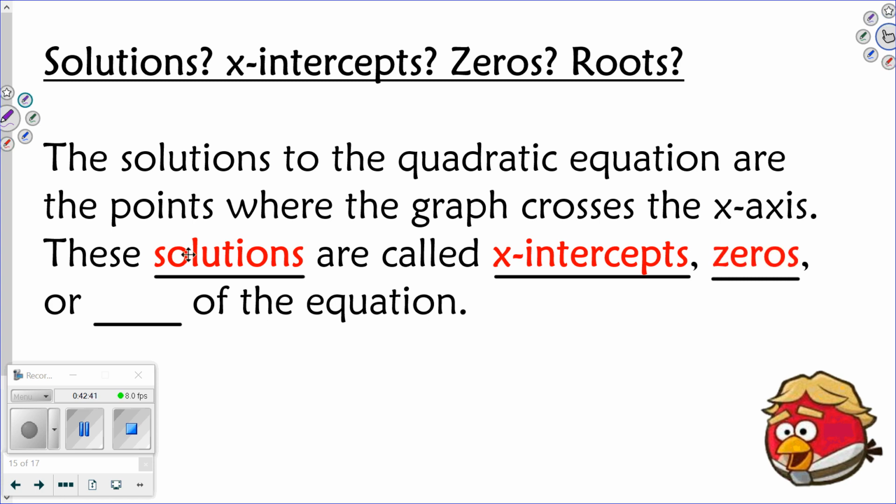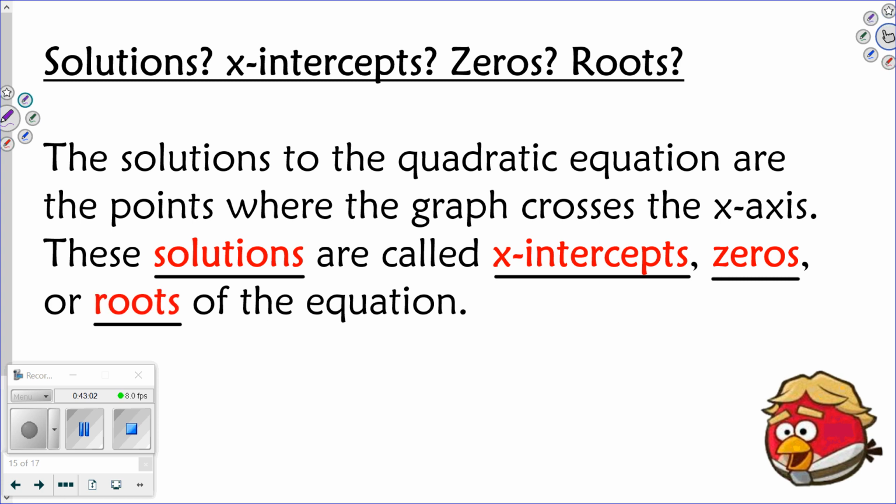They can be called zeros. Why would they be called zeros? Because that's where what equals 0? When you solve your equation, you set it equal to 0. 0 went in place of what variable in your equation? In place of the y. So it's where your y value is 0. That's why they're called zeros.